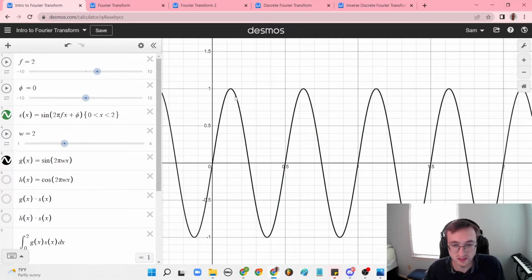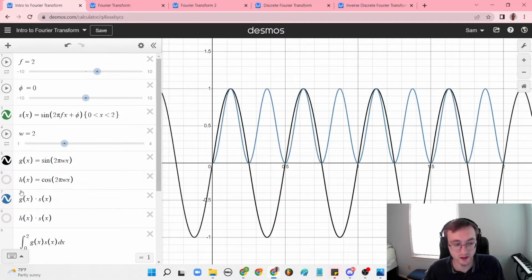So as you can see, when they're perfectly aligned, actually the product of all the points is always going to be positive. And here's a little look at that. This is just graphing the product of all the points. And as you can see, it's all positive.